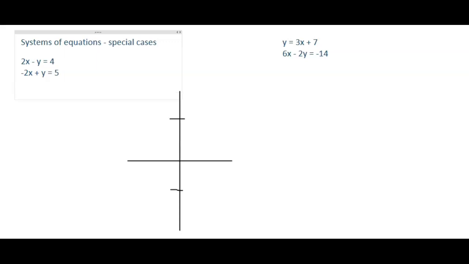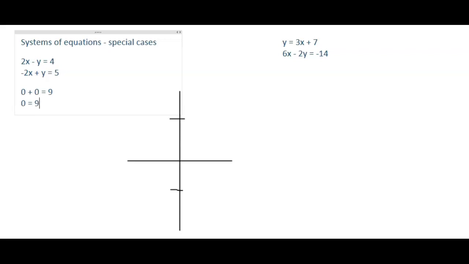2x plus negative 2x, well, that's 0. Y plus negative y, or negative y plus y, also 0, equals 4 plus 5, which is 9. Oh, well, so my equation now says 0 equals 9.